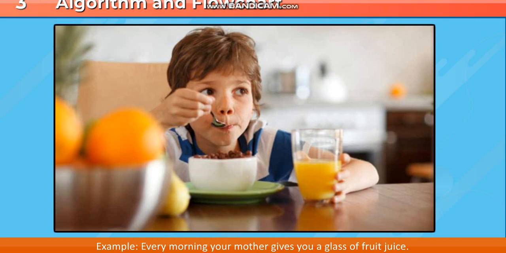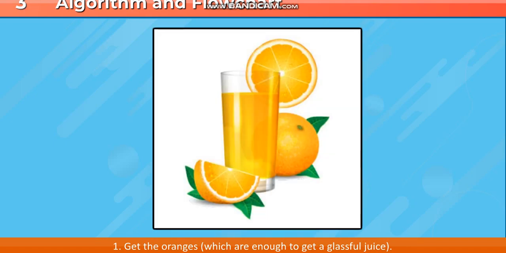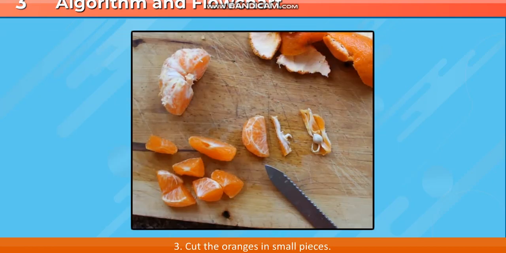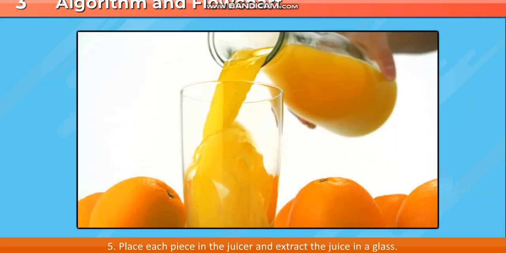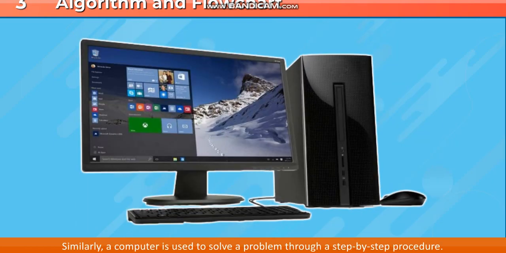Every morning, your mother gives you a glass of fruit juice. To get a glass of orange juice, get the oranges which are enough to get a glass full of juice. Peel the oranges. Cut the oranges in small pieces. Get the juicer ready. Place each piece in the juicer and extract the juice in a glass. Add ice cubes. Similarly, a computer is used to solve a problem through a step-by-step procedure.